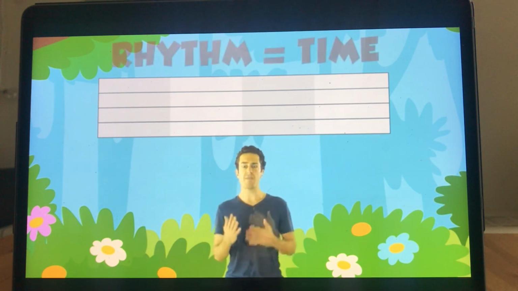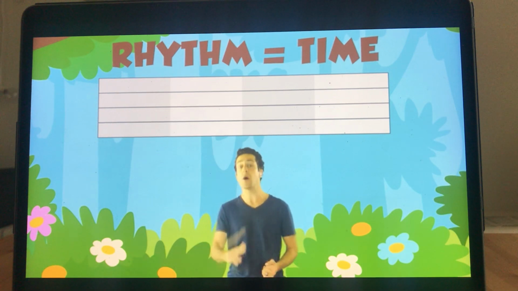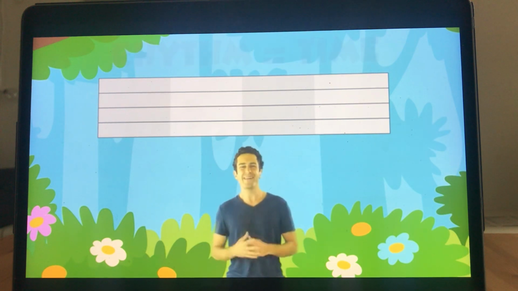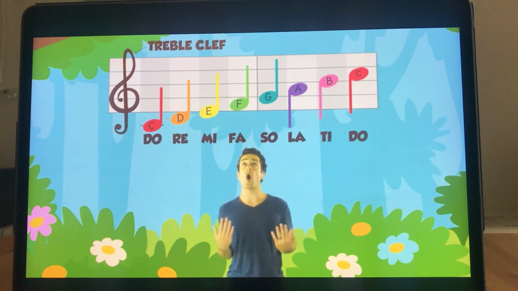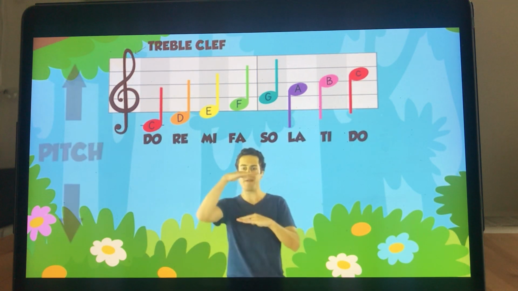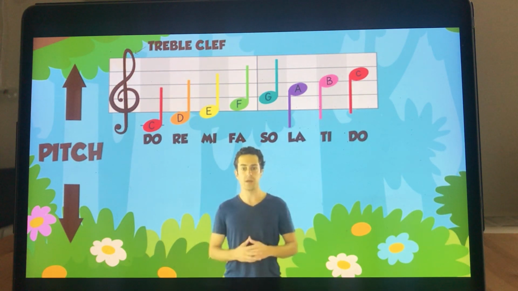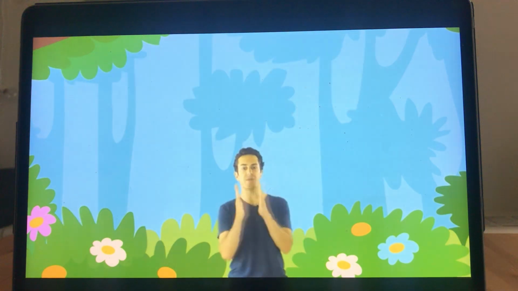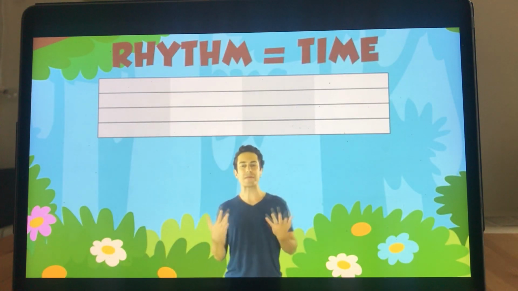Can you say rhythm equals time? Rhythm equals time. Again, rhythm equals time. Yeah. So we've seen our different notes, C, D, E, F, G, A, B, and C, and we see how they go up the treble clef, and it can come back down the treble clef, and how that up and down space gets filled in music by the different notes, the different pitches. But when we talk about space going from left to right, when we talk about time, we are talking about rhythm. So say it one more time, rhythm equals time.